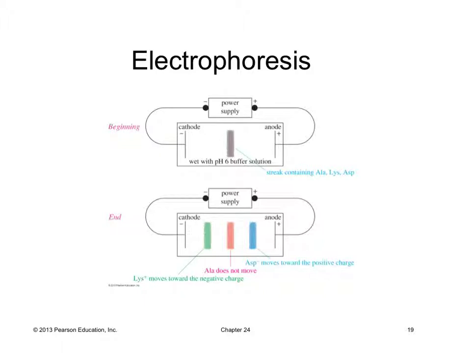So for example, here's an electrophoresis setup, in which you have a cathode, an anode, and a power supply. Then here's a streak that contains a combination of neutral, basic, and acidic amino acids. As you can see, the lysine, which is basic, will move to the cathode. The aspartic acid, which is acidic, will move to the anode, and then alanine doesn't move because it's neutral.